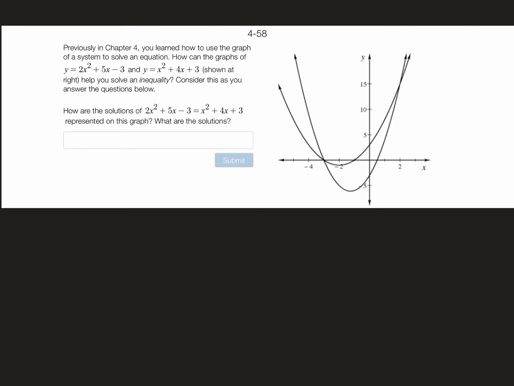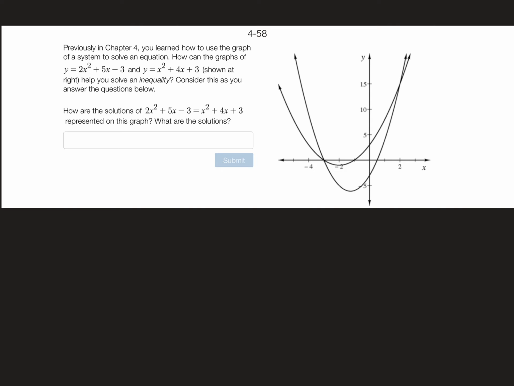So back in chapter 4, earlier in this chapter, we talked about how to use the graph of a system to solve an equation. So we could take these two equations, and we're trying to figure out how the graphs of these can help us solve an inequality. And we're going to work through this throughout this entire lesson.